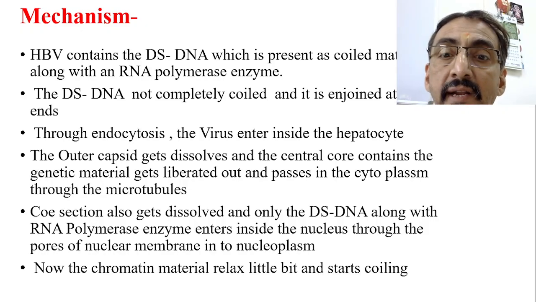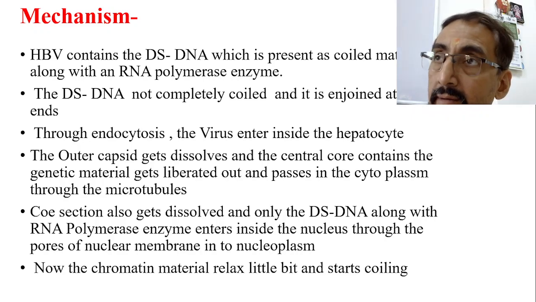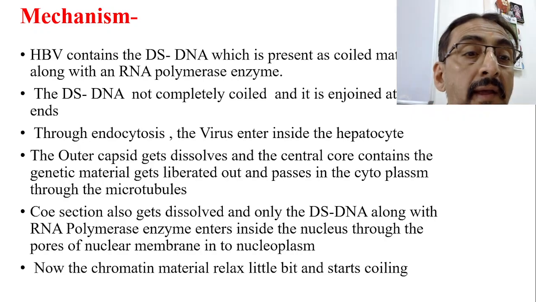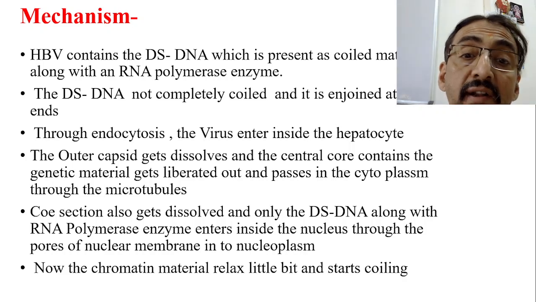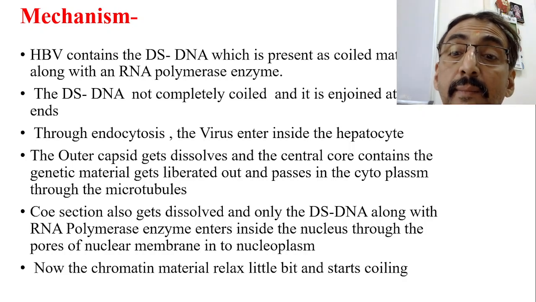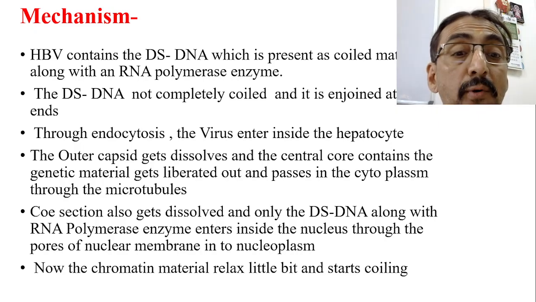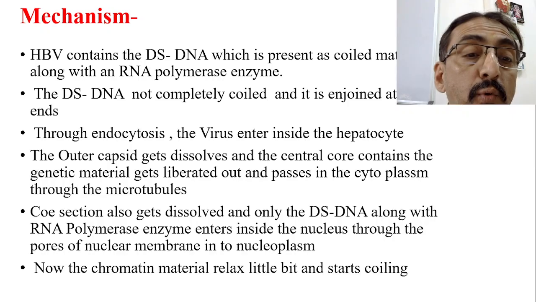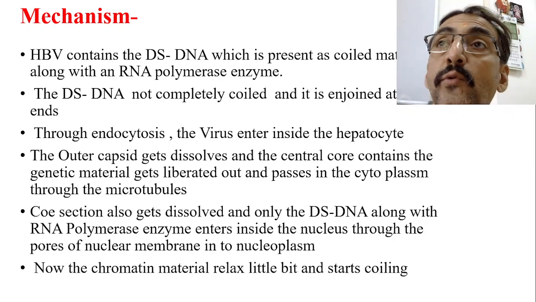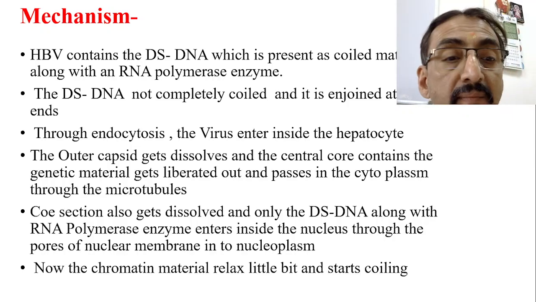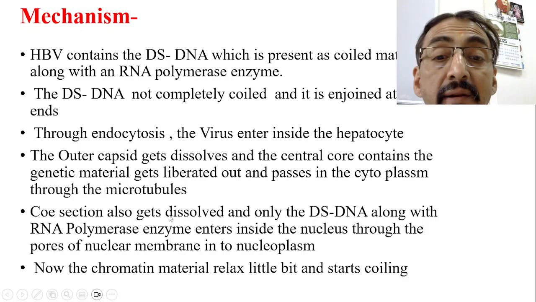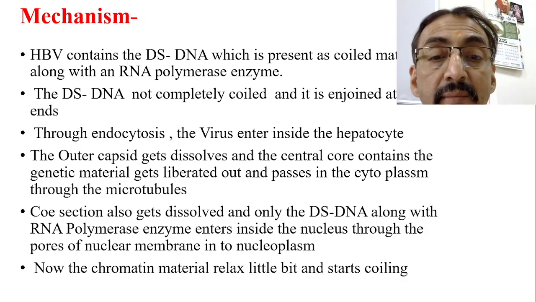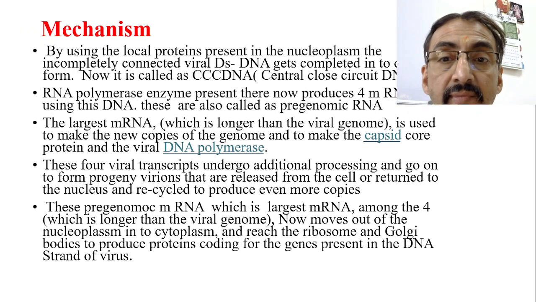That means the DNA of the virus is now entering into the cytoplasm of the hepatocyte cell. The core section also gets dissolved and only the double-strand DNA along with the RNA polymerase enzyme enters inside the nucleus through the pores of the nuclear membrane into the nucleoplasm. Now it enters further inside. The chromatin material, the chromatin material of the virus, relaxes a little bit and starts coiling.